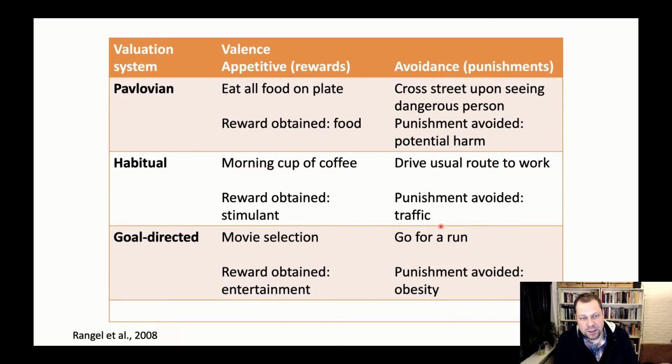Similarly, goal-directed, overcoming laziness and going for a run leads to the avoidance of a number of punishments, namely obesity or unfitness, which are both obviously aversive. So it's important to distinguish between these three systems, according to the authors. But again, while there's evidence for each of these different systems, it has to be noted that they're most likely continuous, and they're interacting heavily with each other. So the habitual system, for instance, requires the Pavlovian system to identify what rewards and punishments are. So does the goal-directed system.